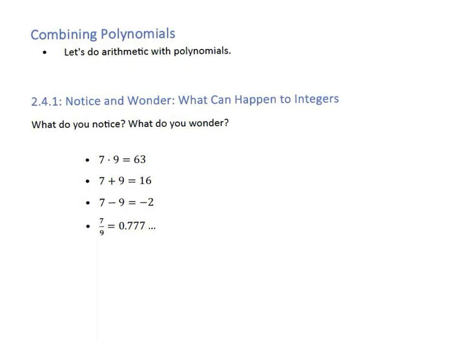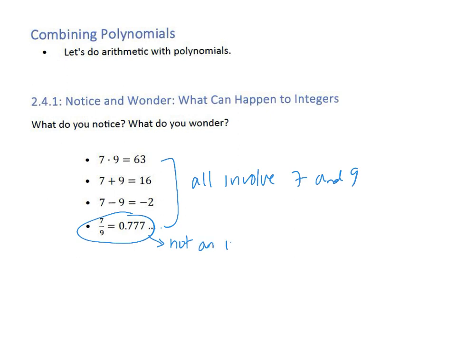You might have noticed that all of these involve 7 and 9. You might have noticed that this last one does not produce an integer. So when we divide, we do not get an integer. All 4 operations are used. This was multiplication, this was addition, subtraction, and this is division. But the only one that did not result in an integer when you started with 2 integers was division.